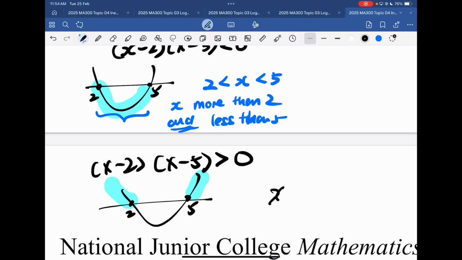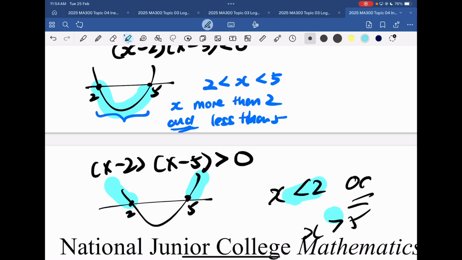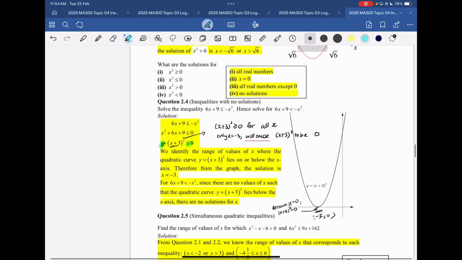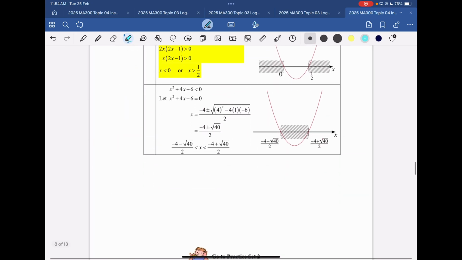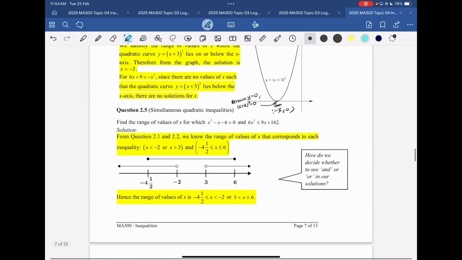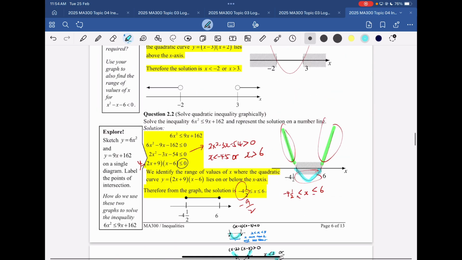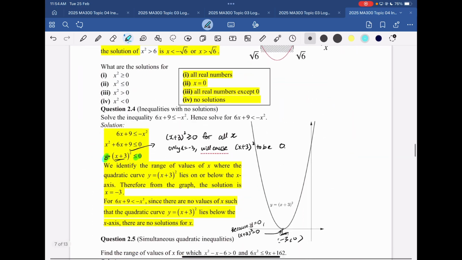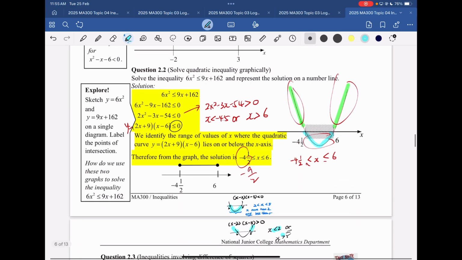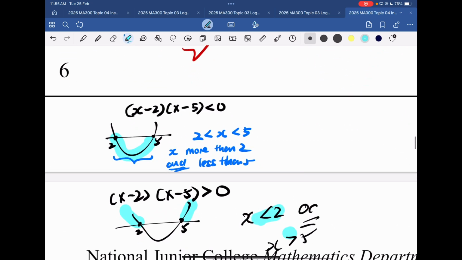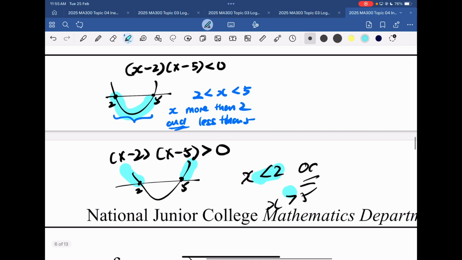So it'll be x less than 2 or x more than 5. Okay? When there's two sets, end of the day, when there's two sets, you use or. Those who are copying, may I bring your attention here? Where there are two sets, you use or. When there's one set, you use and.